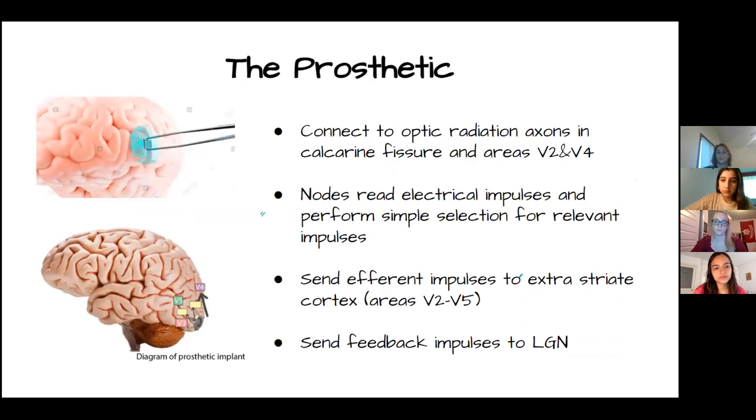So our prosthetic is going to connect to the optic radiation axons in the calcarine fissure. It's going to send that information from those axons to V2 and V4. It's going to have a processing unit that has simple nodes that will read electrical impulses, and it'll perform a selection for relevant impulses, and then it'll send the efferent impulses to the extrastriate cortex, which is areas V2 through V5. It'll also be able to take feedback impulses from those areas and send feedback impulses to the lateral geniculate nucleus.